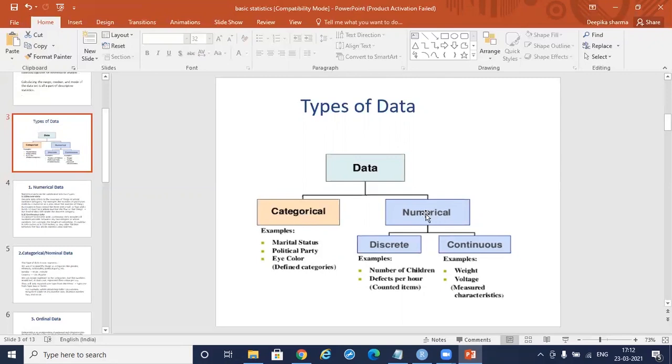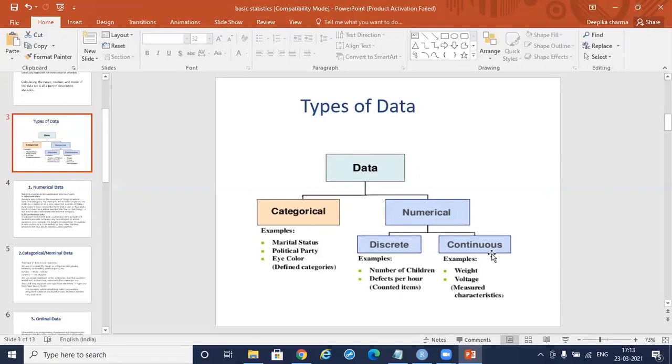Now coming to numerical data. Wherever we are working with numbers, they are counted as numerical data. Numerical data is divided into two: discrete and continuous. Discrete data are just like 0, 1, 2, 3, 4, 5, 6, 7, 8, 9. And continuous data are just like your height, weight, any particular measurements you are taking, or any prices, house prices. It means the data is in decimal format.